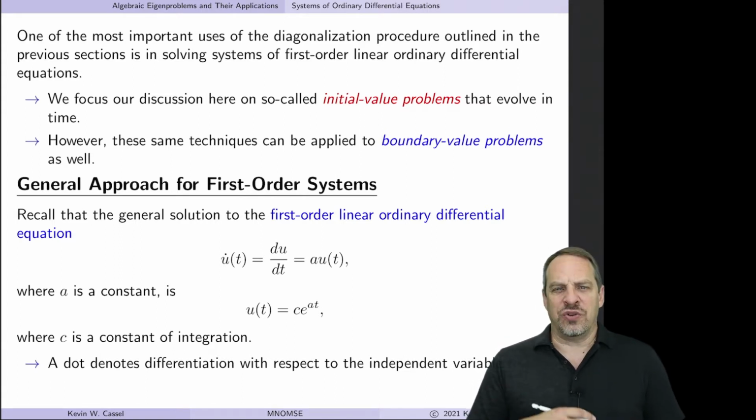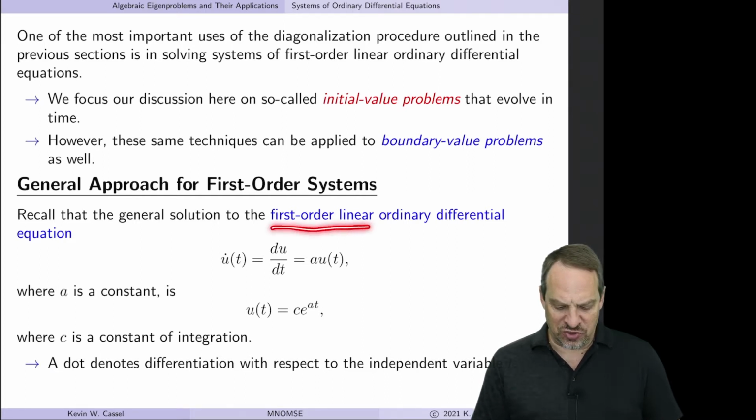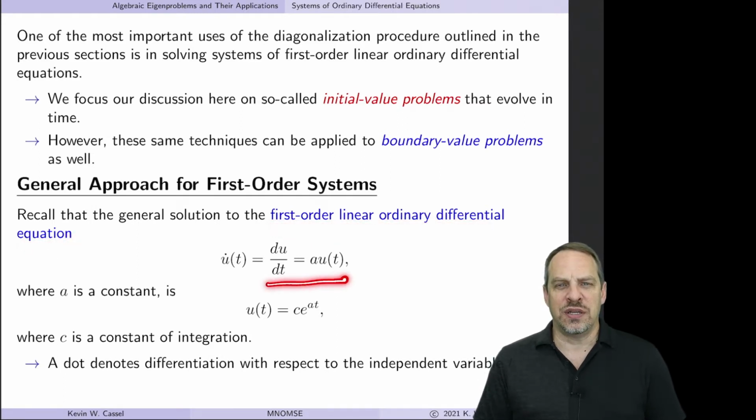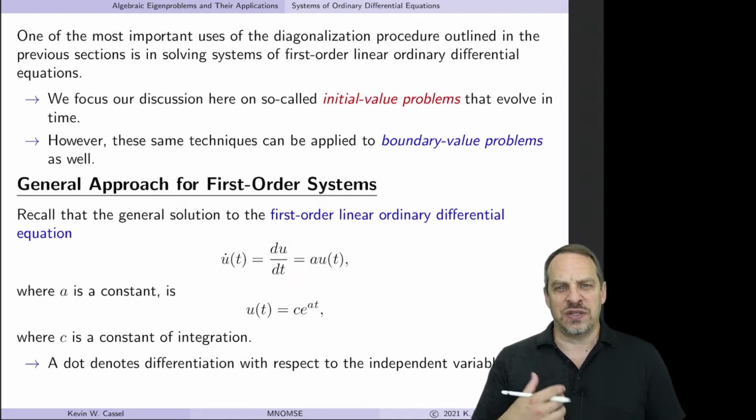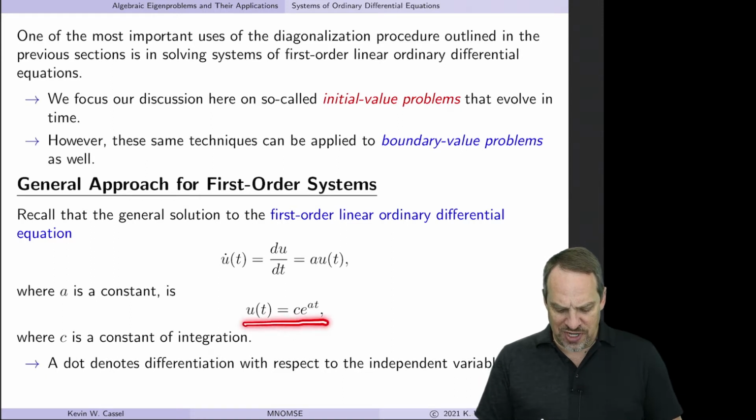So if you think back to your very first differential equations class, you would have solved the simplest differential equation you can imagine, which is a first order linear ODE, something like du dt is equal to a constant a times u. And you learn how to solve that using separation of variables. You bring all the u stuff, the dependent variable, to one side, all the t stuff, the independent variable, to the other side. You integrate both sides and you solve for u, and you get that you have an integration constant c times the exponential e to the at, where a is that constant right here.